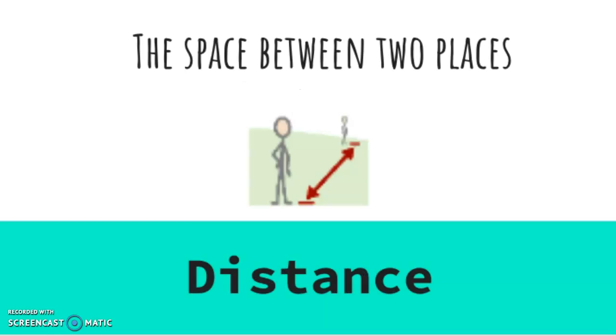The first vocab word is distance. Distance means the space between two places. An example of that would be how we have to social distance now. Everyone must stay at least 6 feet apart from one another to keep us safe.